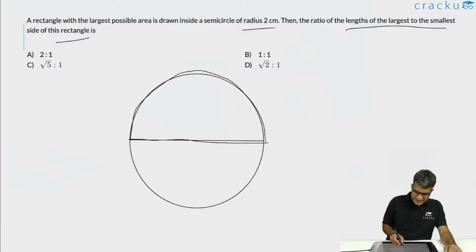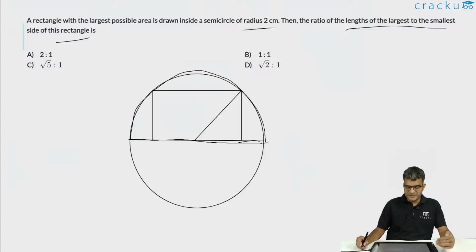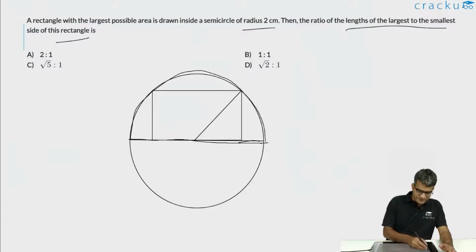In this semicircle, a rectangle is drawn. So the rectangle will be something like this. This is the largest rectangle that is possible in this semicircle. Now let this be the center of the semicircle. Let us connect one vertex of the rectangle to the center of the semicircle. Let this be O. Let this rectangle be A, B, C and D.